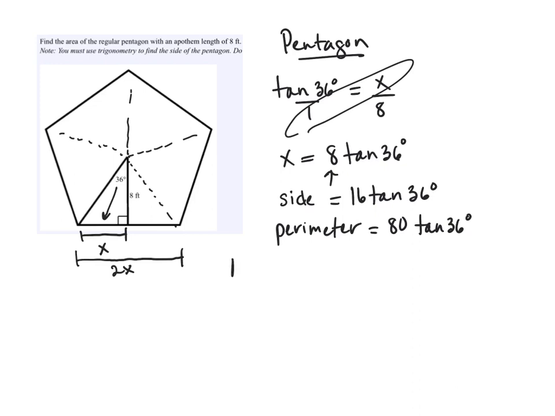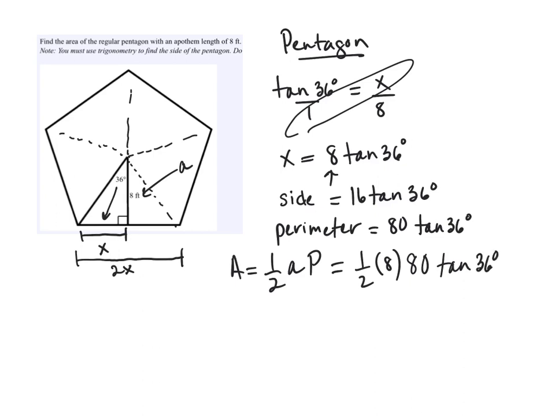So we learned earlier, when we talked about a hexagon, that the area of a regular polygon is 1/2 the apothem, and the apothem is the height of one of those triangles. That's your apothem, 8 feet, times the perimeter. So for us, that would be 1/2 the apothem, 8, times the perimeter, 80 tangent of 36 degrees. 1/2 of 8 is 4, and 4 times 80 is 320.